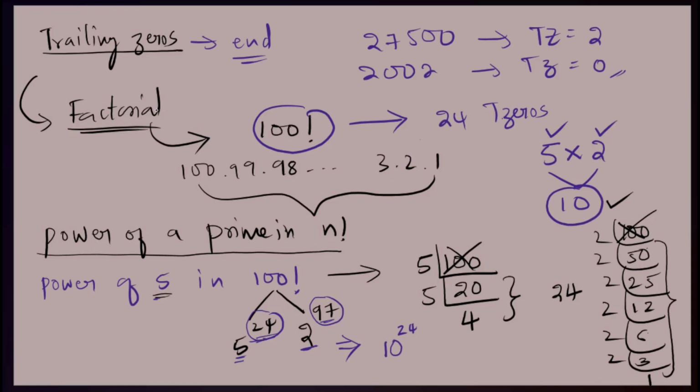Apart from trailing zeros, they would also ask you just the power of 10. What is the power of 10 in 100 factorial? It is clearly 24. Let me give you one question.